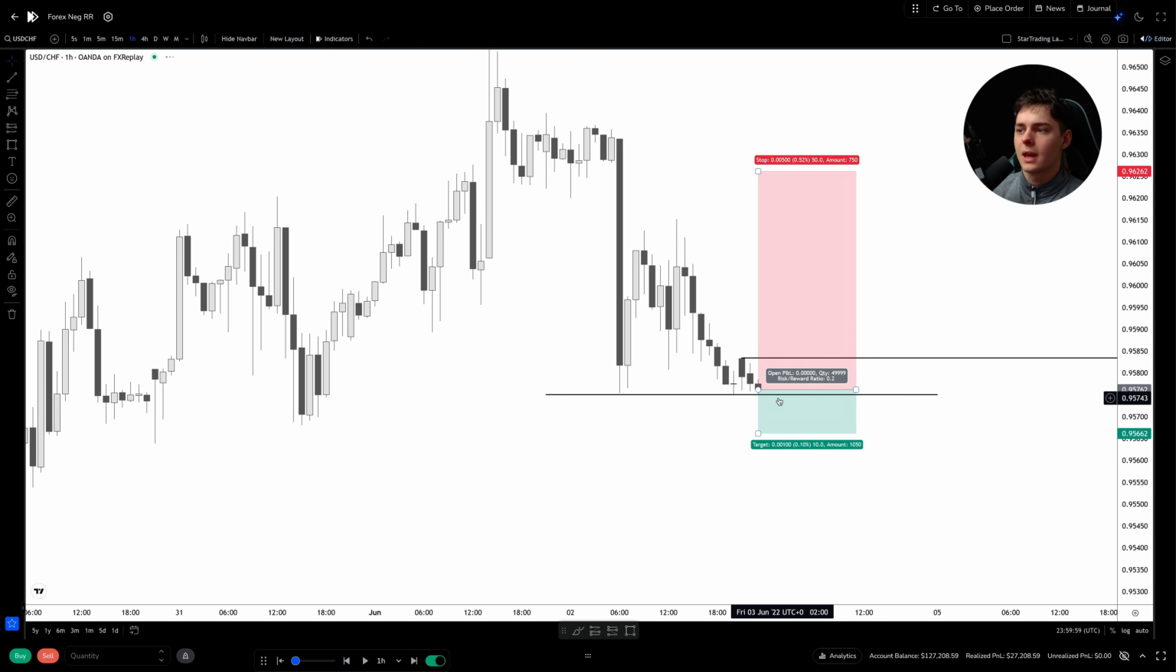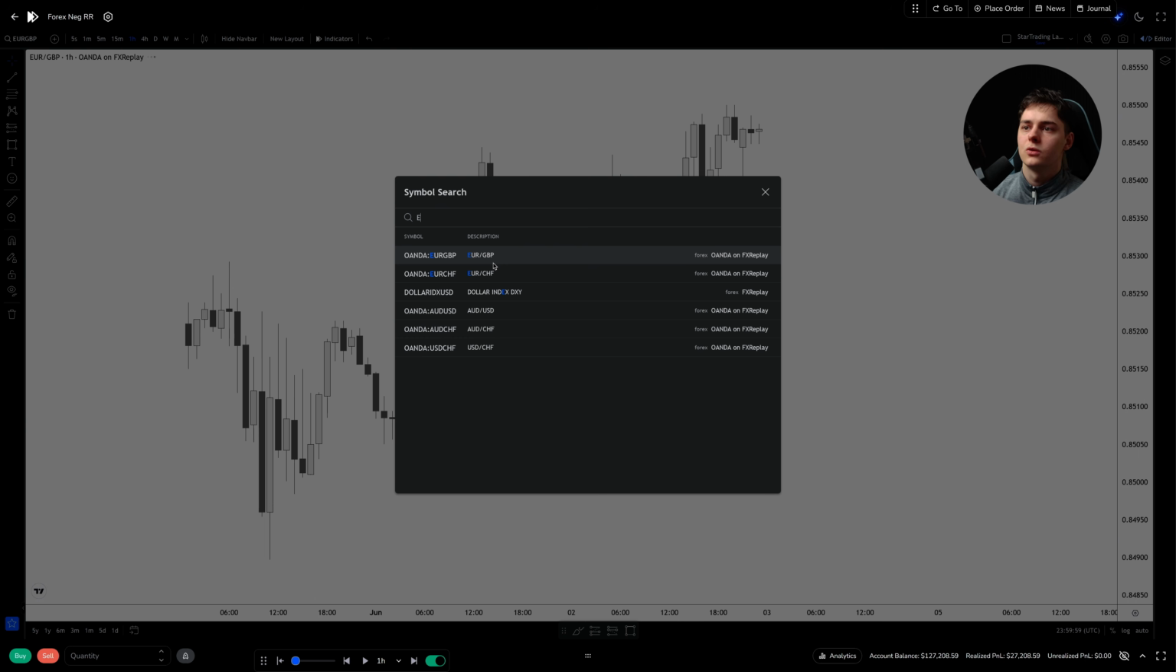So 50 pips, and we have to extend our entire take profit by quite a lot, right? So I'm not going to take this trade. Right? This is too much of an extension.